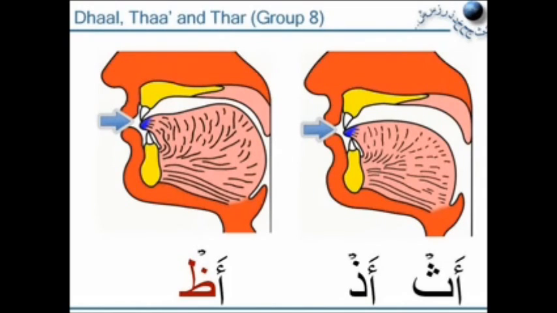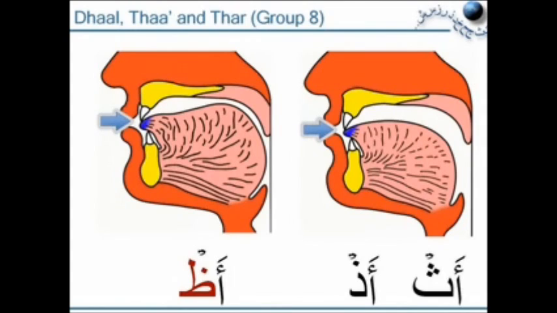So we have to differentiate very carefully between the dhal and the dha. So it's adh and aldh. Again all three, ath, adh, aldh. And these three a lot of people find very difficult, so it takes a lot of listening to and practice not to confuse the three.